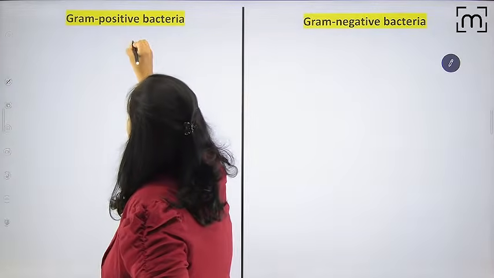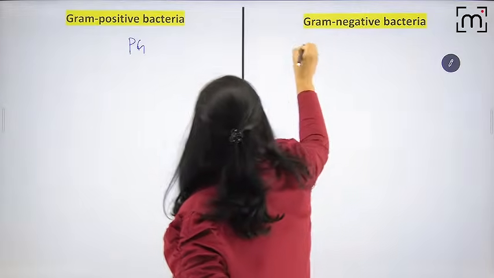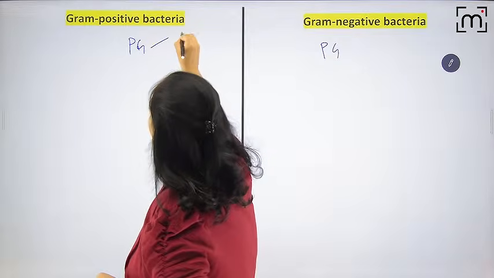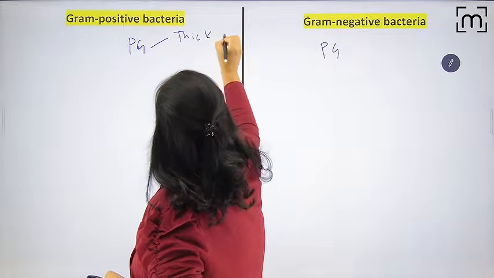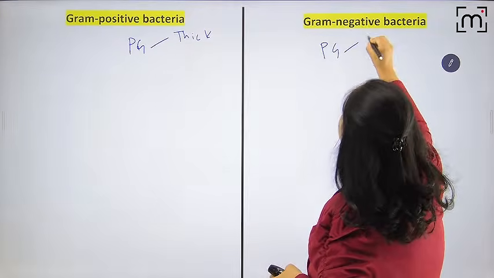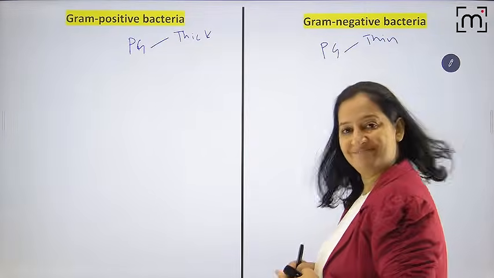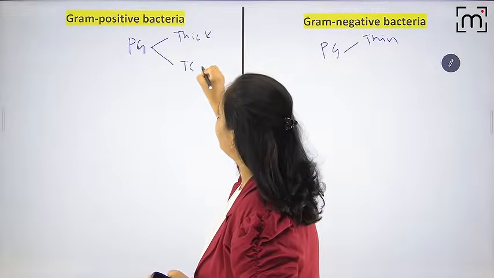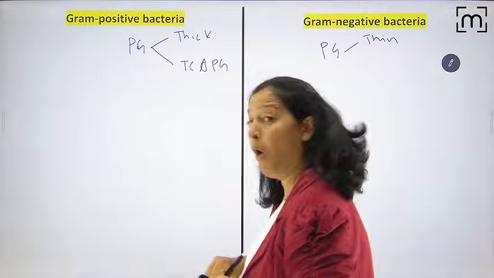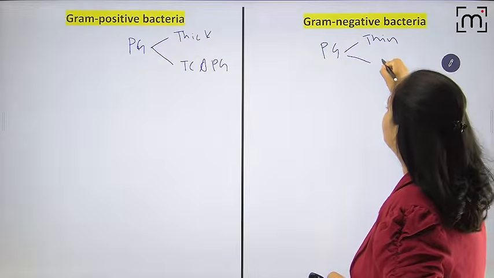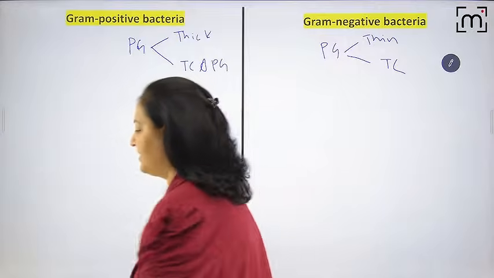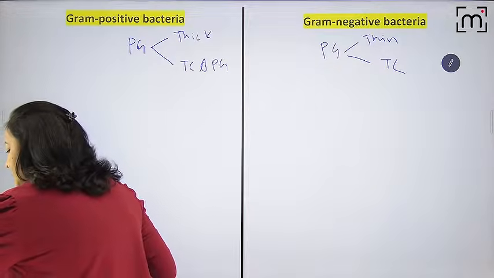Here also we have peptidoglycan, and here also we have peptidoglycan. But here the peptidoglycan is thick, 80 nanometer, and here the peptidoglycan is thin, that is 2 nanometer. Got it? Here the cross-linking is tetrapeptide chain and pentaglycine bridge, both. Here the cross-linking is only tetrapeptide chain, no pentaglycine bridge. Got it? Now tell me the unique features.